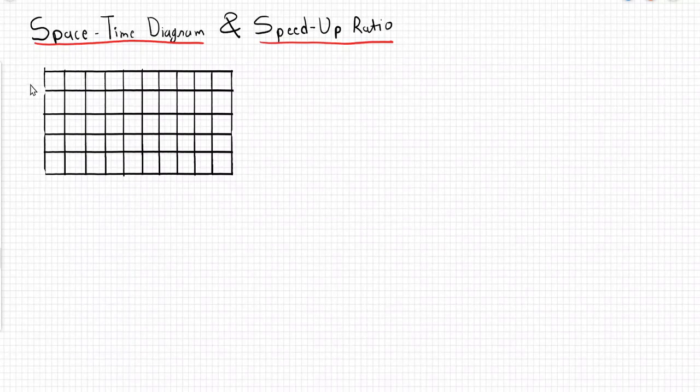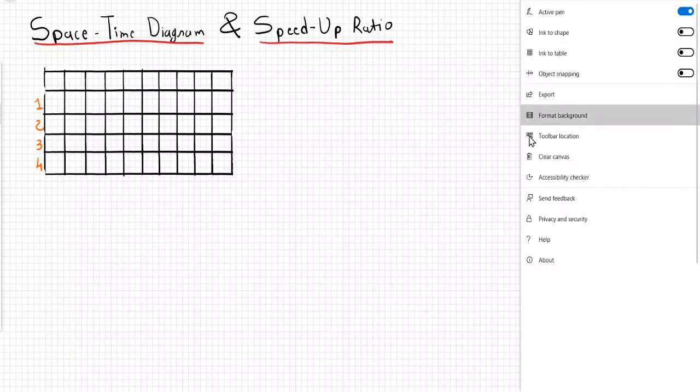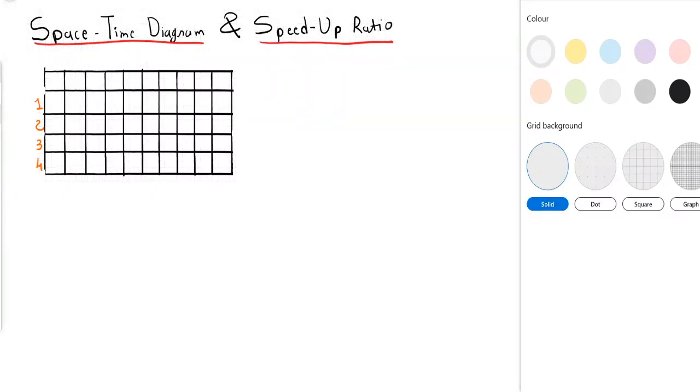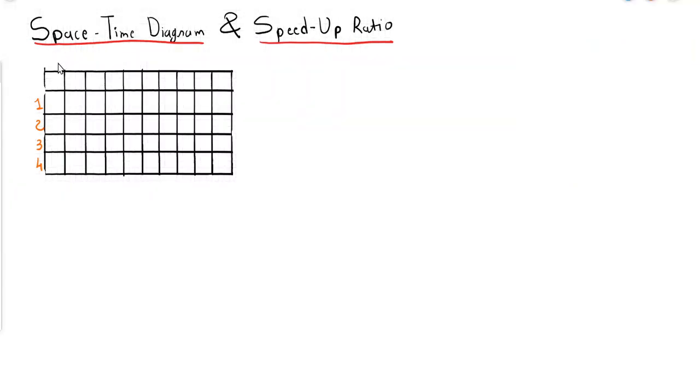Here let me write down all the segments so you can have an idea: this is segment 1, this is segment 2, this is segment 3, this is segment 4. Clear? These segments are the segments of the pipeline which we have discussed previously. Here we will write down the clock: clock 1, clock 2, 3, 4, 5, 6, 7, 8, 9, 10, likewise.